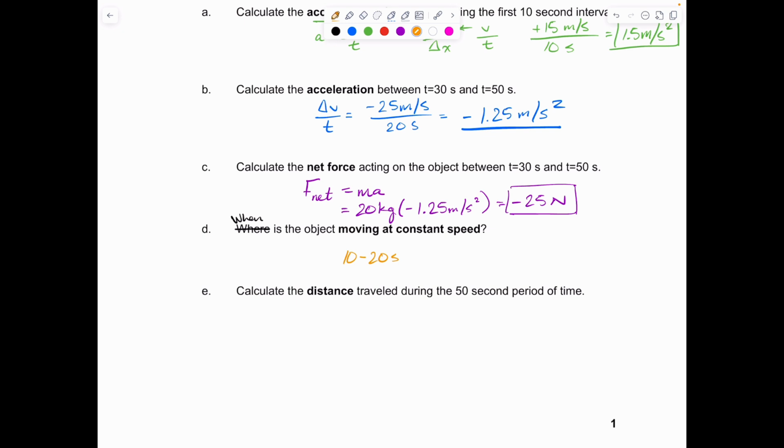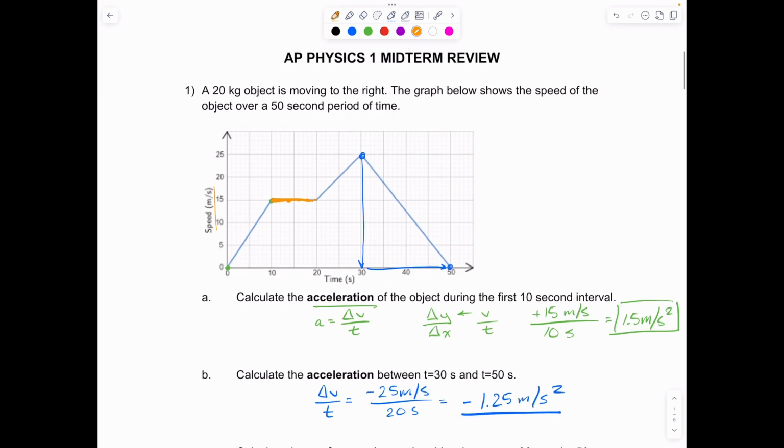Calculate the distance traveled during the 50-second period. We have to find the area under this graph for that whole interval. So let's break it into chunks that are easy. First 10 seconds is a triangle. Next 10 seconds is a rectangle. We're going to have a triangle and a rectangle and then a big triangle. So each one of these sections has their own area. We have a half base times height here. So that's 1/2 times 10 times 15.